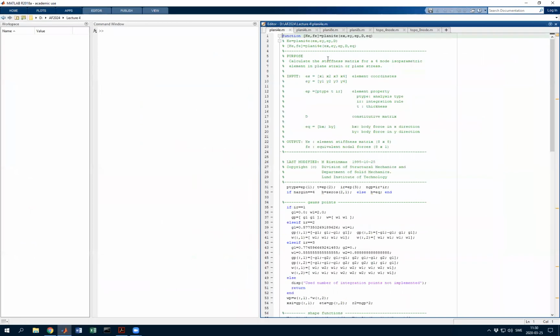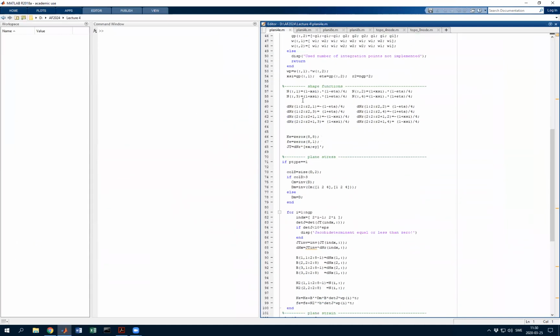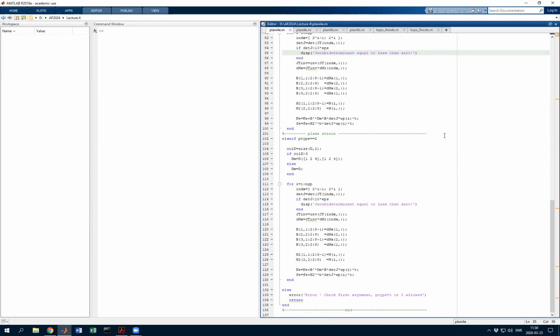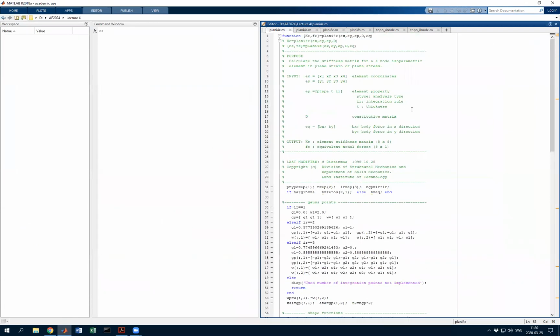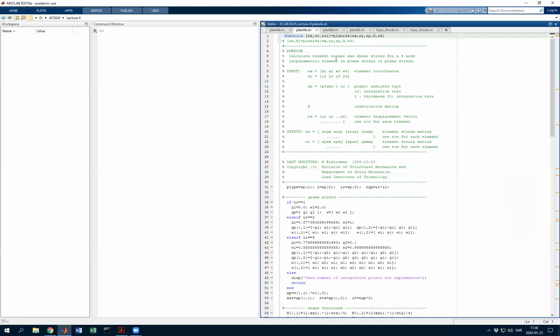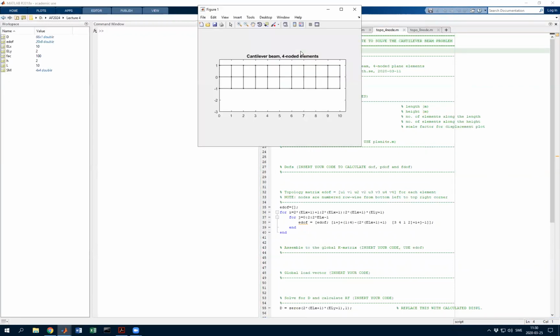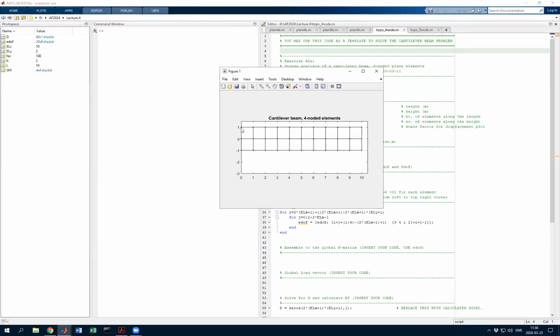So I have all these functions. I don't think we need to go into all the details of the code. Here it calculates the determinant of the Jacobian and stuff like that. So you can look through the codes of the Planifor-E and Planifor-S to get familiar with the concepts. And then use these topology scripts. So if I run this one, it produces this plot of, in this case, the undeformed geometry.